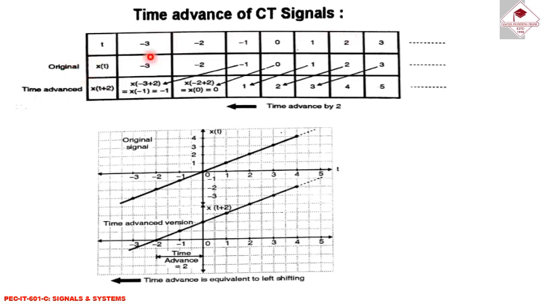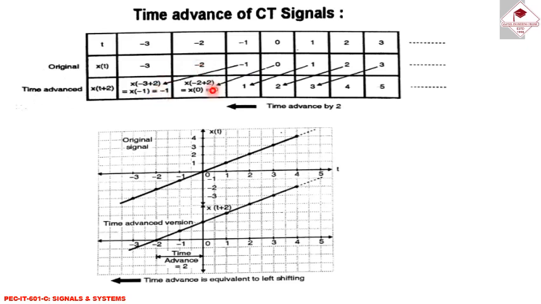Here the t position values are written: minus 3, where x(t) value is minus 3; at position minus 2 its value is minus 2; then minus 1, 0, 0, 1, 1, 2, 2, 3, 3. Now if we are going to time advance the signal, that is x(t plus 2), then for position minus 3, minus 3 plus 2 gives x(minus 1), which means the value at minus 1 position is to be shifted, and this value comes to this position.